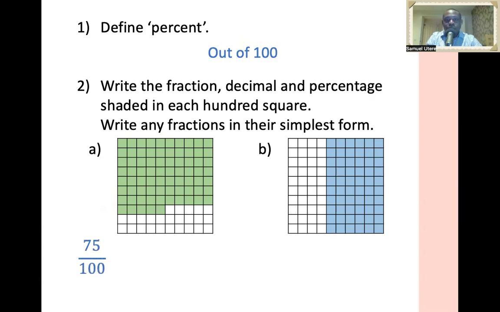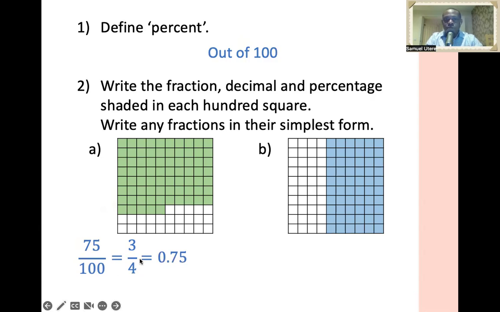Here we can see that we have 7 rows shaded and 5 extra boxes shaded. So that is 75 hundredths, and that is 75%. We can divide 75 by 25. So the highest common factor that we can use to divide the numerator, which is 75, and the denominator, which is 100, is 25. So 75 divided by 25 is 3. 100 divided by 25 is 4. So as a fraction in its simplest form, that is 3/4.